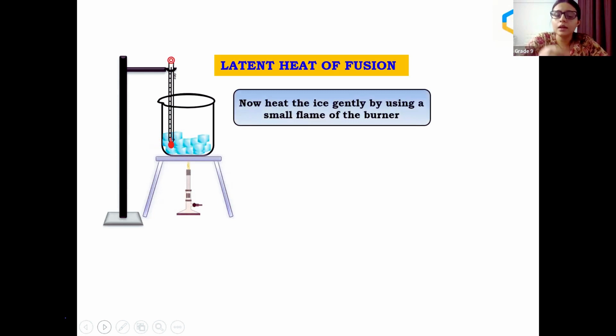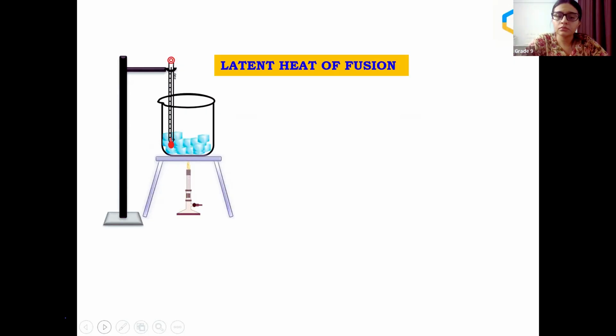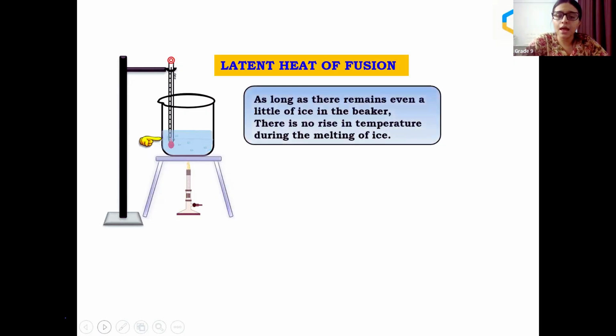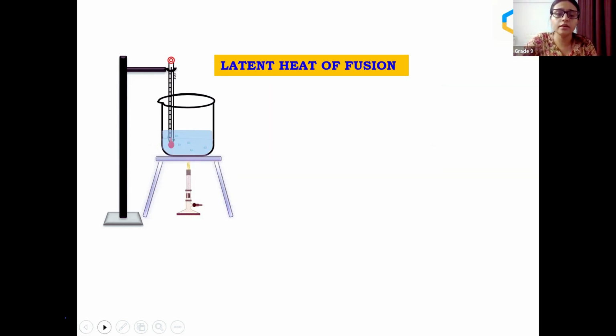Now we are going to provide the heat that is going to turn the ice gently, using a small flame of the burner. As long as there remains even a little of ice in the beaker, there is no rise in temperature during the melting of ice. Remember that this is what is happening in latent heat of fusion. We are converting the solid to liquid at a constant temperature. Temperature is not changed, which we have studied in the definition earlier.